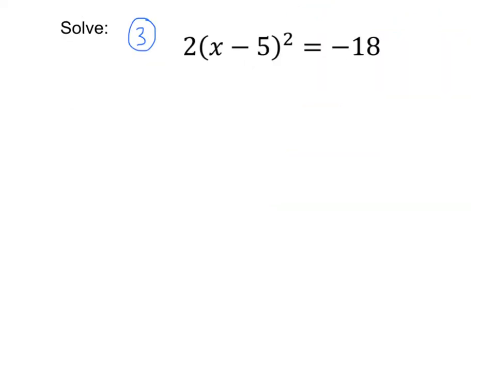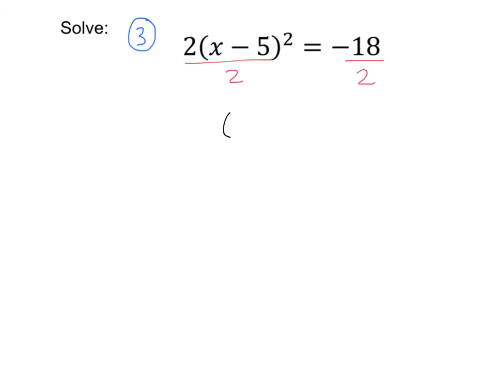All right, we're going to look at one more. This one's a little bit more complicated. So this time, you notice I don't have an x squared. Instead, I have this whole quantity here, x minus 5 squared. But it's still going to kind of work the same way. Instead of isolating x squared, we're going to isolate this x minus 5 squared. So that's pretty simple. I just need to divide both sides by 2.